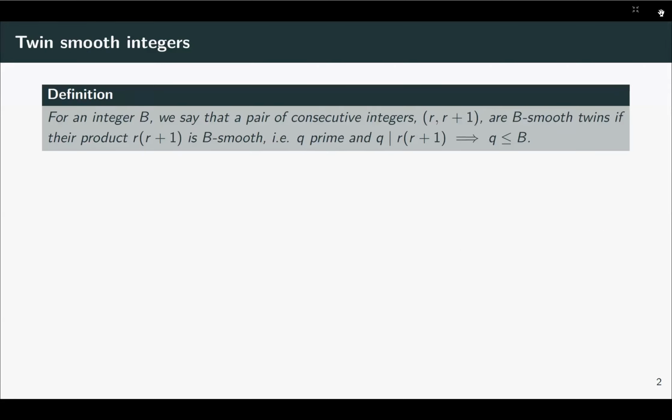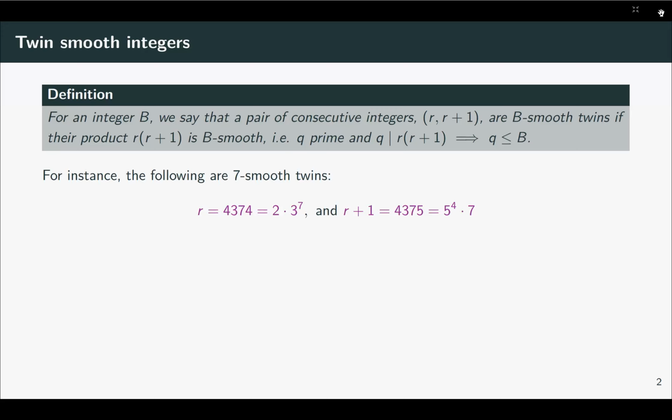So to formalize this a little bit, I'm going to say that a pair of consecutive integers are B-smooth twins if their product is B-smooth, in the sense that each prime factor of this product is at most B. If their product is B-smooth, then naturally the numbers themselves are smooth.